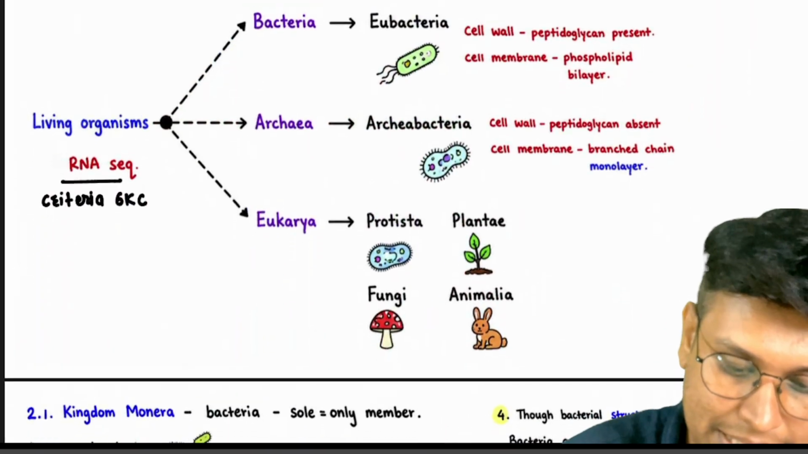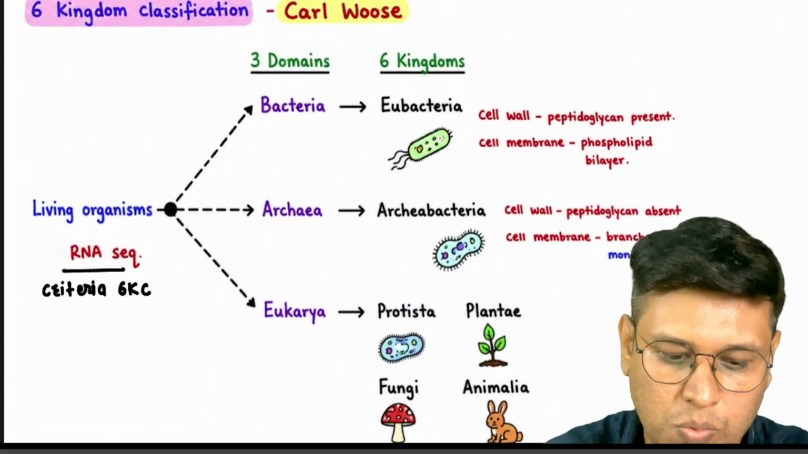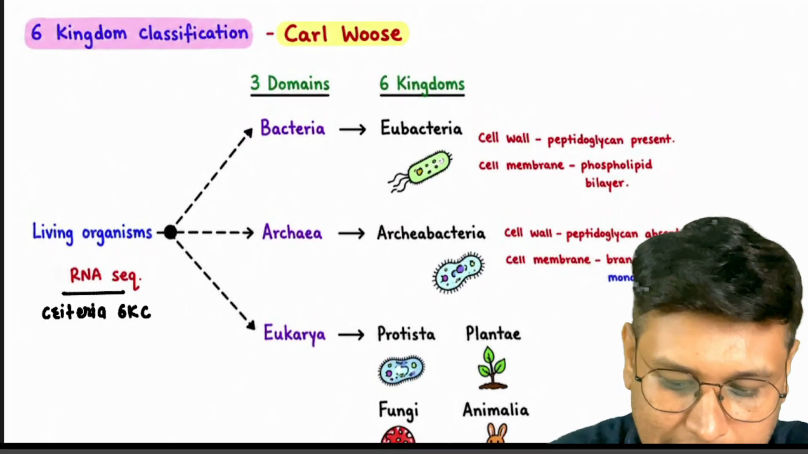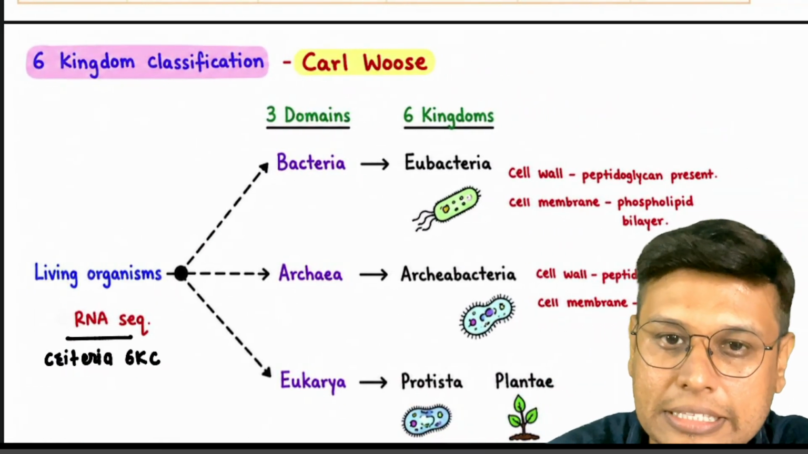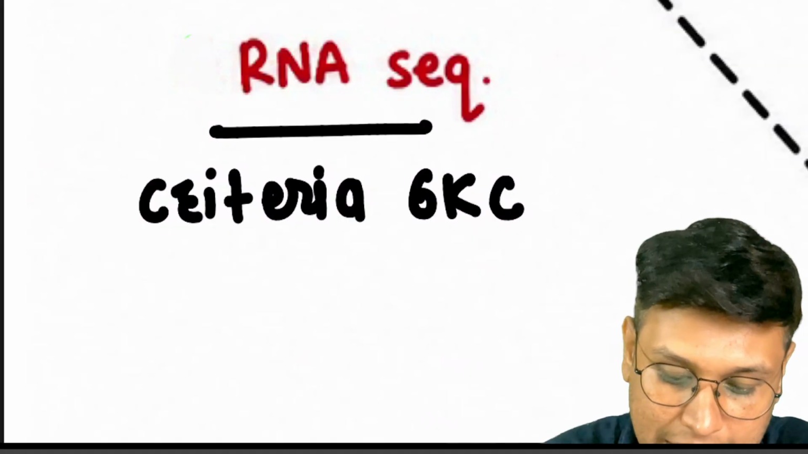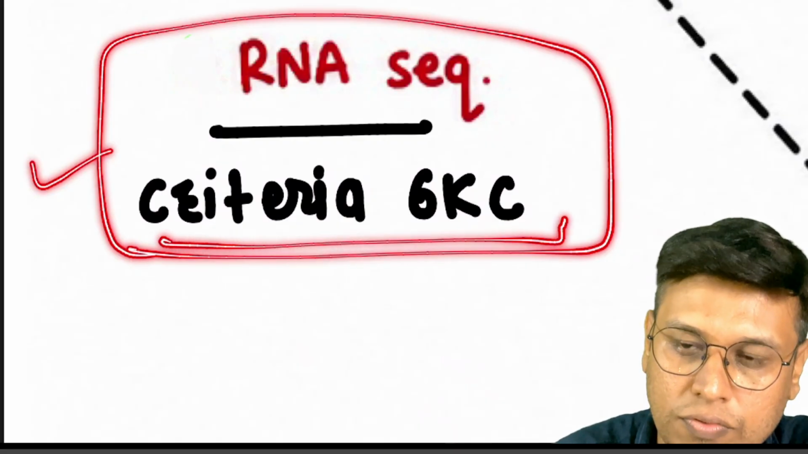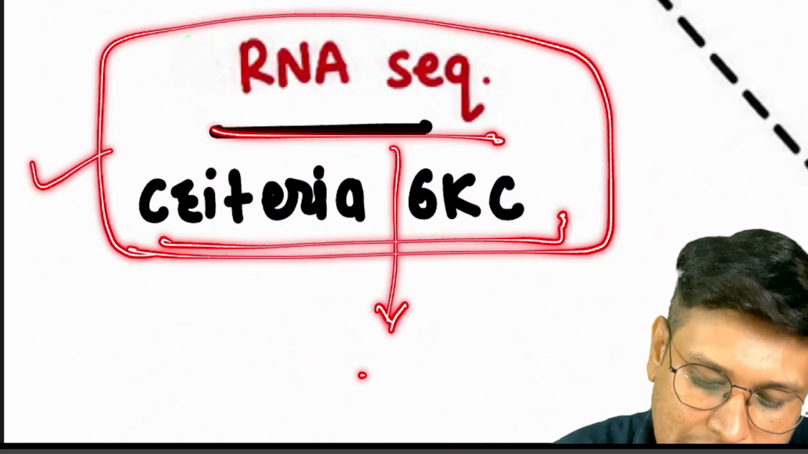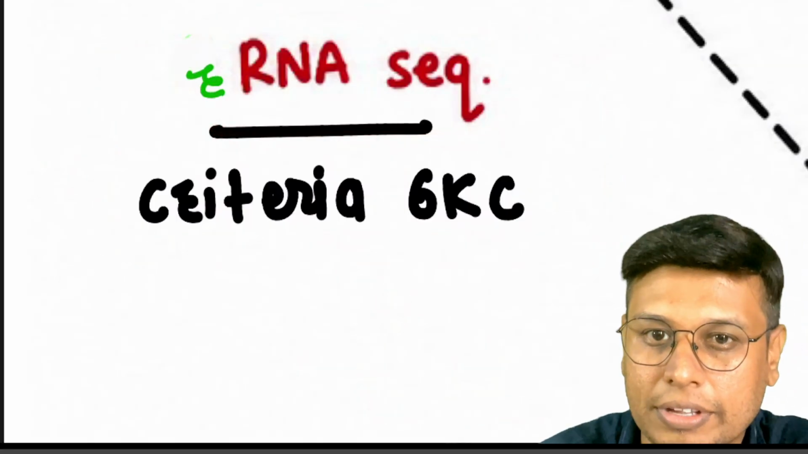Next one is 6 kingdom classification by Carl Woese. So what is happening in 6 kingdom classification? This is the most advanced type of classification. It was given by Carl Woese, and the criteria for this is RNA sequence. If anybody asks what kind of criteria is used for 6 kingdom classification, it is RNA sequence, and generally it is rRNA sequence that is used here.